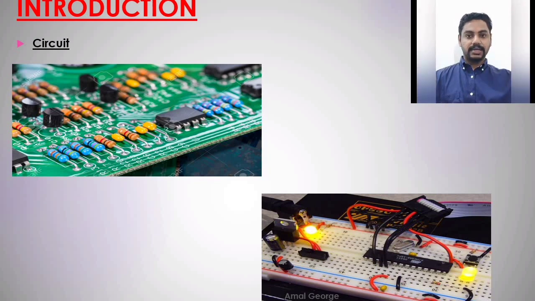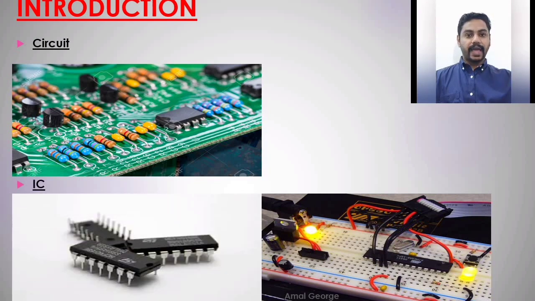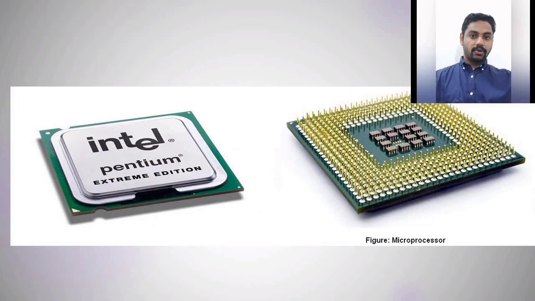In contrast, in an IC, the entire circuitry, that is the active and passive elements, is housed on the same substrate. By active elements, I mean bipolar junction transistors or field effect transistors. Passive elements can be capacitors, resistors, diodes. This is a microprocessor called Pentium, developed by Intel. It consists of more than 300 million transistors housed in this small chip.